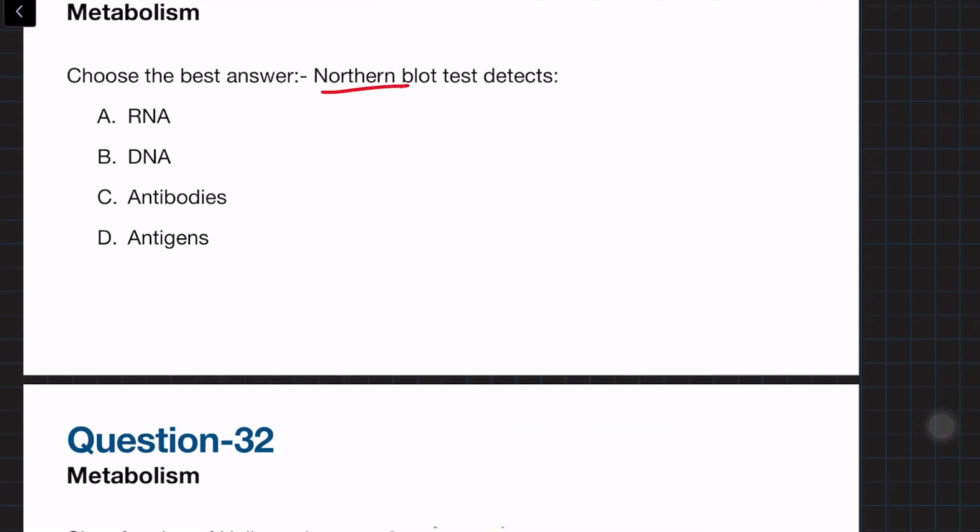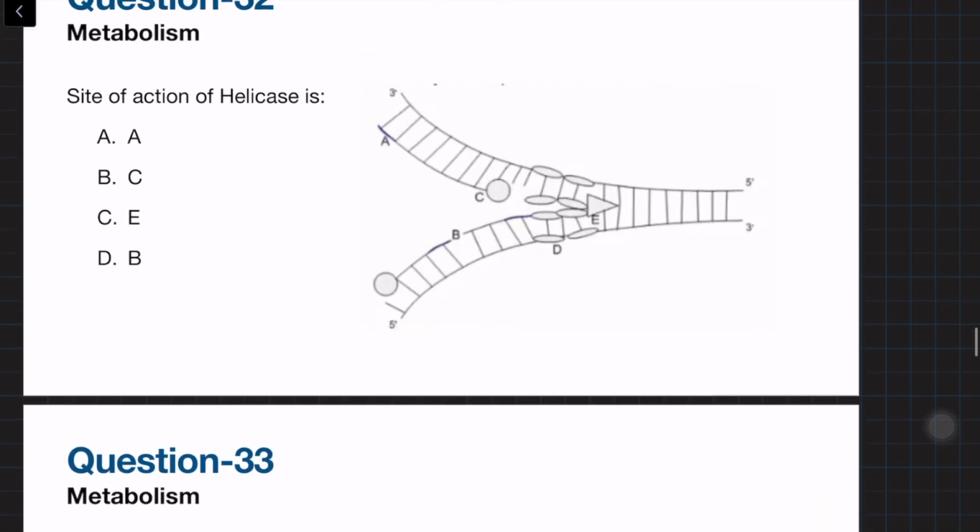Northern blot. In the north they eat roti, so go for RNA. In the south we eat dosai, so if it is southern blot, put DNA. Helicase site of action: it unwinds, so here the unwinder is seen at E, so the answer is E.